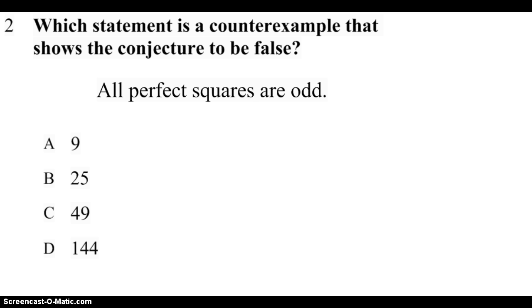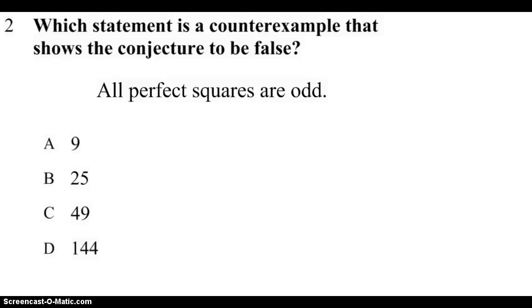Which statement is a counterexample that shows the conjecture to be false? And a counterexample is a specific case for which the conjecture is false. So here I'm saying all perfect squares are odd. So which one would not fit in?